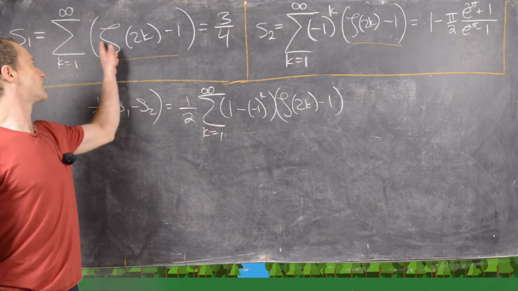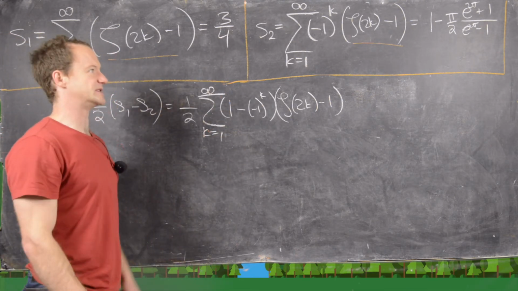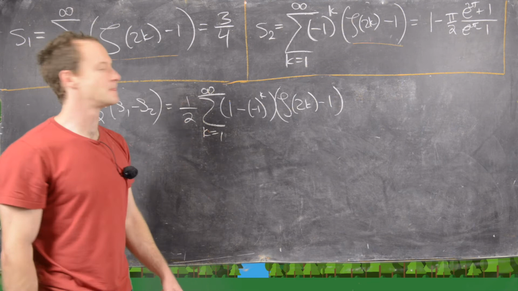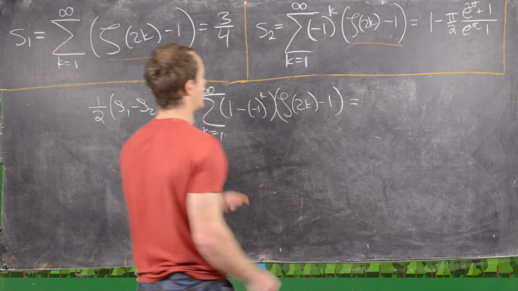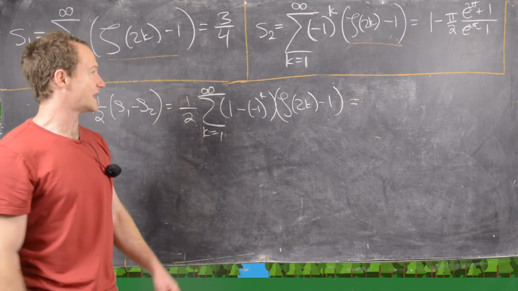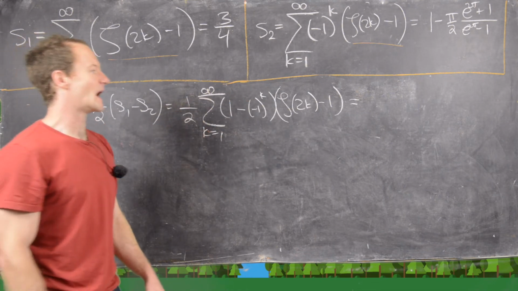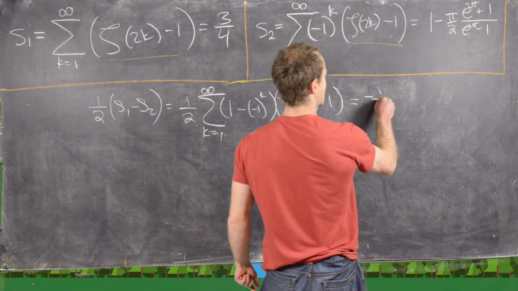The coefficient of the first one is 1. The coefficient of the second one is negative 1 to the k, so that's what we get. Okay. Great. Now, if we subtract the two right-hand sides, we're going to have 3/4 minus 1. So that's going to be minus a quarter.